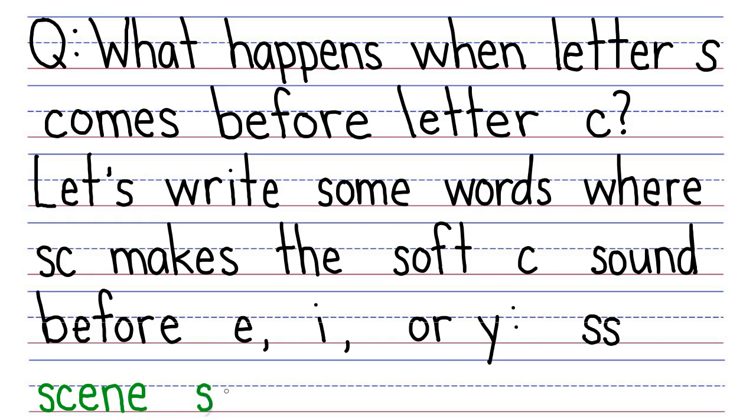Next word, scent. We've got S, C, E. So the S says S. The C also says S. So these two S sounds become one because the C is before an E. This is a closed syllable word because it ends with a consonant T that says T. So the E makes its short E sound, S, E, N, T, scent. That means like the smell as opposed to the coin.